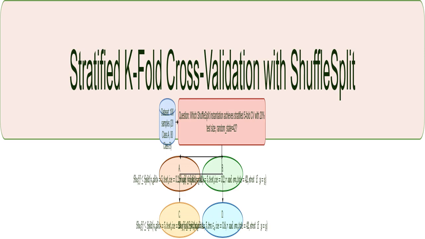I'm using ShuffleSplit to divide my data into training and testing sets multiple times, making sure each class, like Class A and Class B, is represented in each split in the same proportion as it is in the whole dataset. This is called stratified k-fold cross-validation. It helps me get a more accurate sense of how well my machine learning model will generalize to new data.